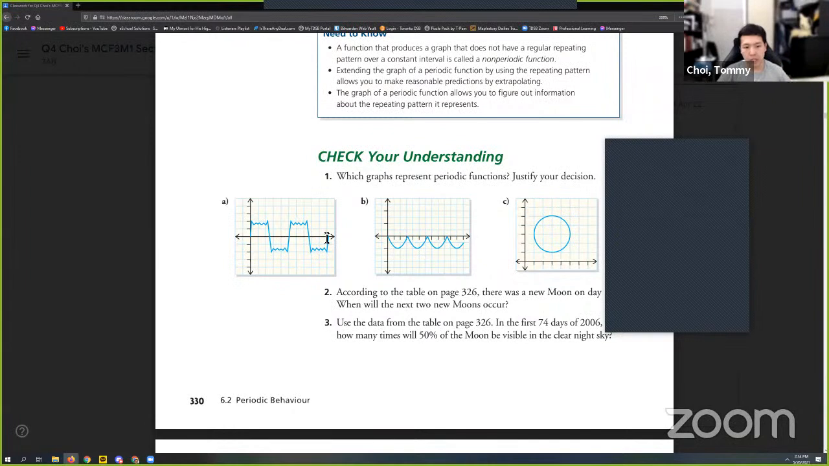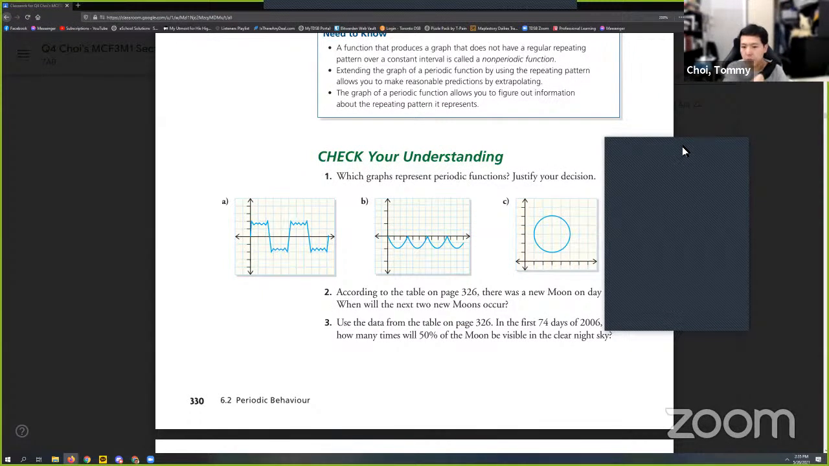Nice. Most people said, yes, this is definitely a periodic function. It is repeating, right? It goes up and then down. And once it comes back to the middle, that's one cycle. Up, down, comes back to the middle, second cycle. Very good. 1b, is it a periodic function or not?